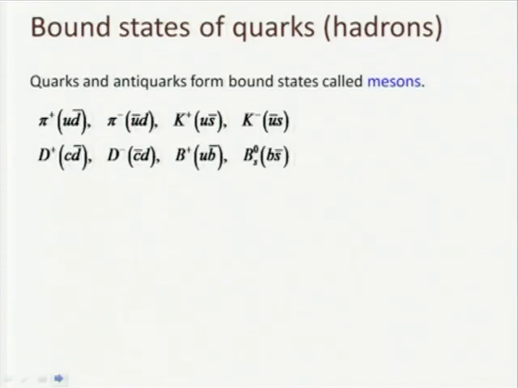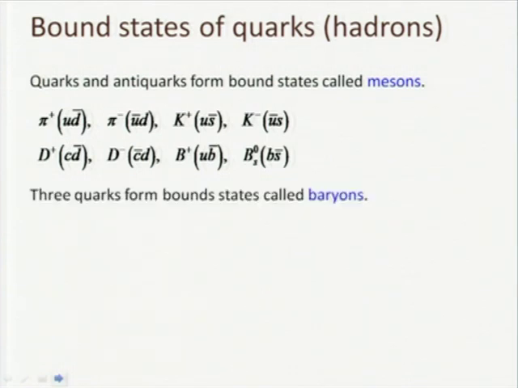D plus is another meson which is observed. It contains a c quark, a charm quark, and a d bar. D minus is opposite to this, and has a c bar and a d. B plus is u and a b bar. B 0 is s, b s bar.